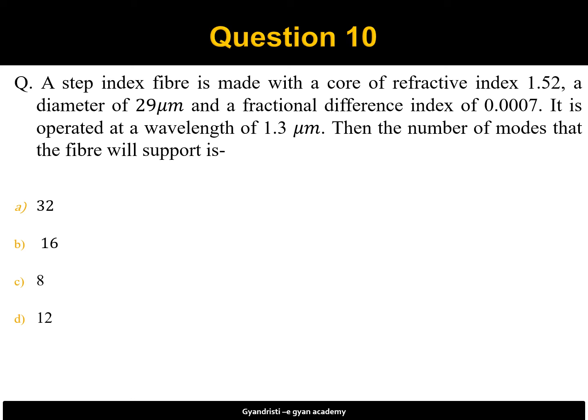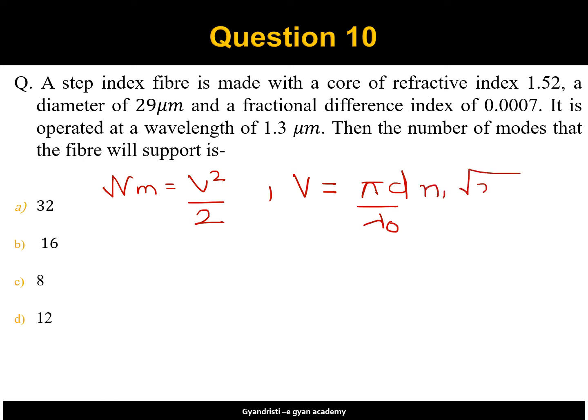We know that the number of modes that a step index fiber will support is given by Nm is equal to V square by 2, where V is the normalized frequency and is also known as V number, and it is defined as V is equal to pi d by lambda 0 into N1 square root of 2 delta. Here D is the diameter of the core, N1 is the refractive index of the core, delta is the fractional refractive index change, and lambda 0 is the operating wavelength.